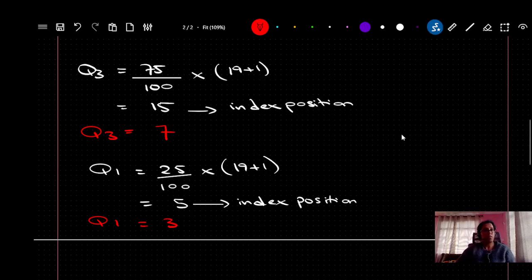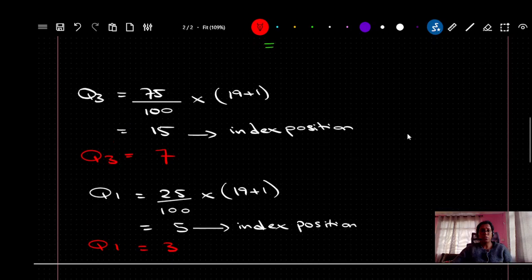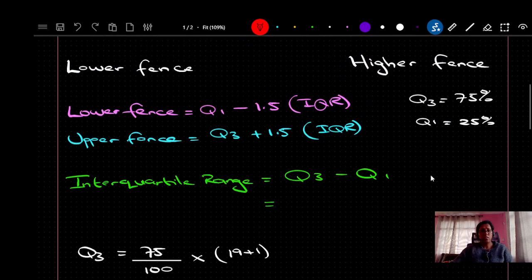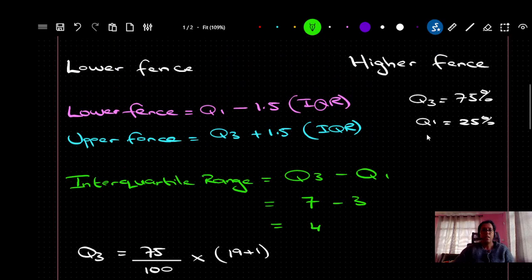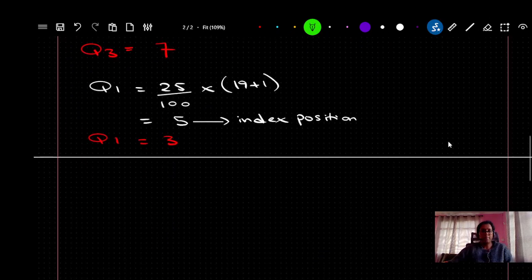That's why the previous video on percentile was very important. So the interquartile range is, we got our numbers, right? 7 minus 3, which is 4. Okay? Now you have to take this 4 and replace it in the formula here.